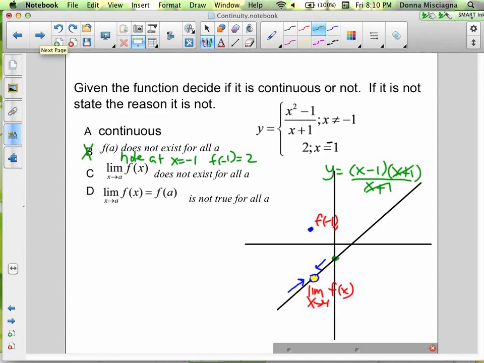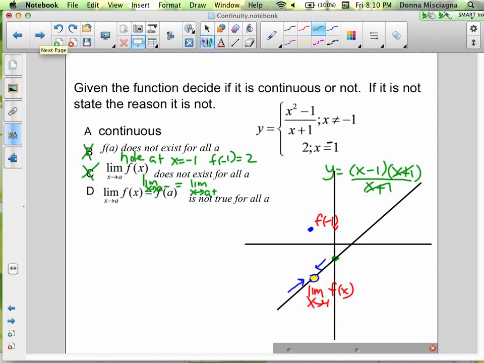All right, so not a problem in terms of f of a not existing. Next, the limit of f of x as x approaches a does not exist for all a. I happen to choose right by the hole, but I could have chosen anywhere on that line. It's just a linear function from the left-hand side and the right-hand side. We are approaching the same value, so our limit does exist. The limit as x approaches any a from the left equals the limit as x approaches a from the right, so that is not a problem.